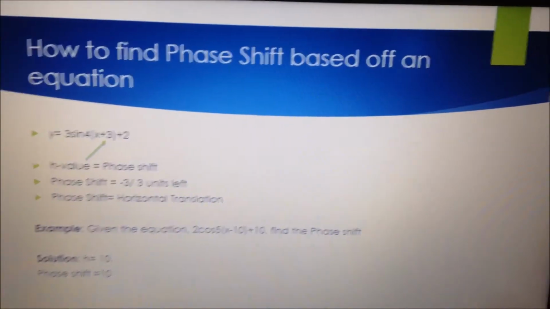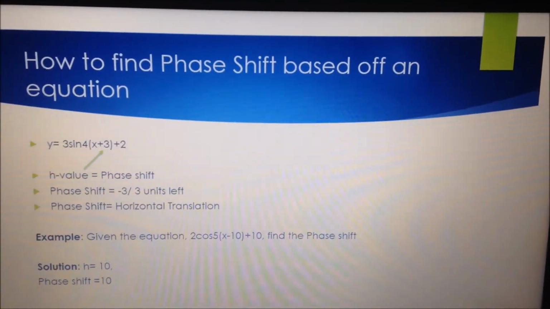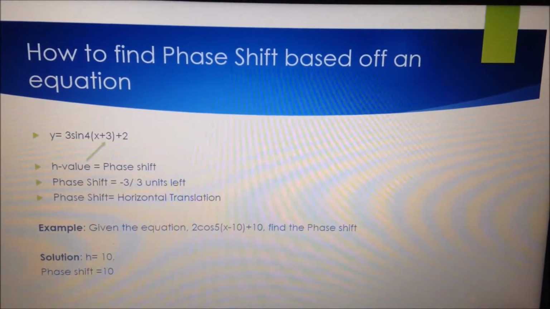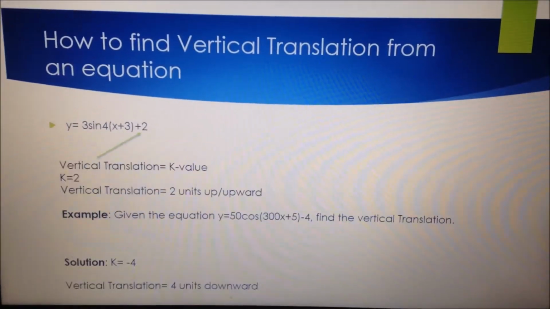So now let's take a look at a sample equation. Given the equation 2 cos 5x minus 10 plus 10, find the phase shift. Well, we know our h value is going to be 10, so therefore our phase shift is positive 10, or 10 units to the right.